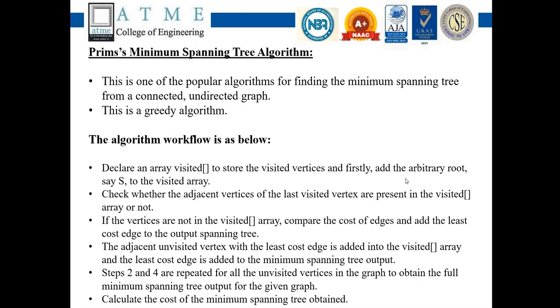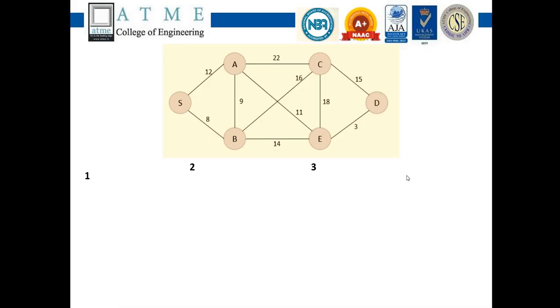We'll just solve one more problem, then we will go for a program. Consider this particular graph, which has multiple nodes and multiple edges. We can start with any of the nodes. There is no condition that you should select from S, A, B, C, D, E. You can select any node as the starting node, then you can go on traversing. Now we'll solve this problem.